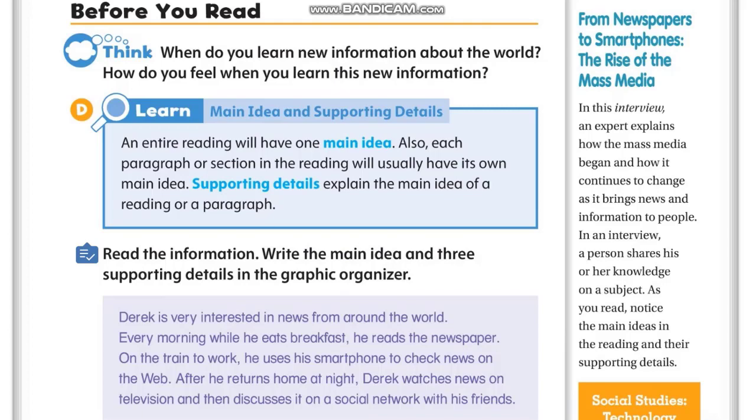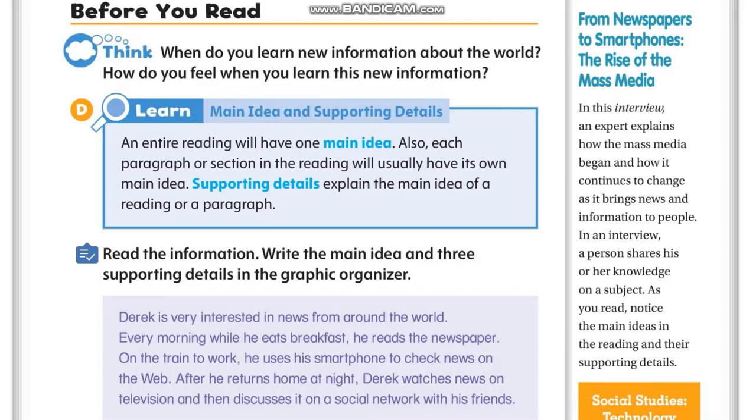Before we read the text, we have to think about the reading strategy. We have here, read with me: think, when do you learn new information about the world? How do you feel when you learn this new information? So, this is the reading strategy: learn main idea and supporting details.